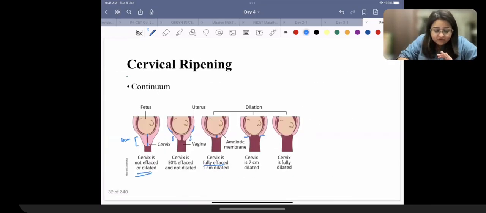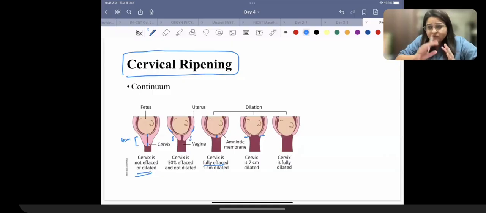Now there is a term called cervical ripening. You need to know that cervical ripening is part of induction of labor. It is actually a continuum.